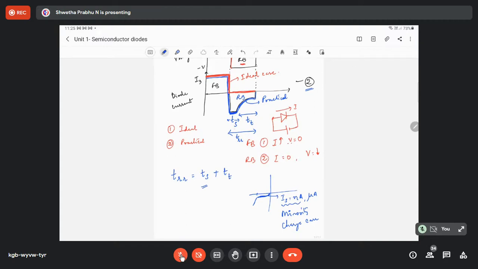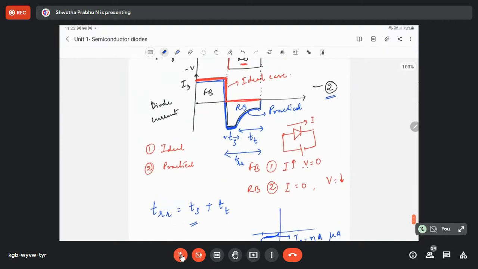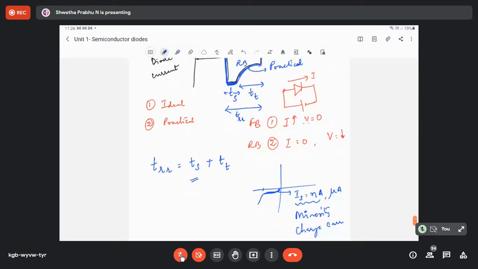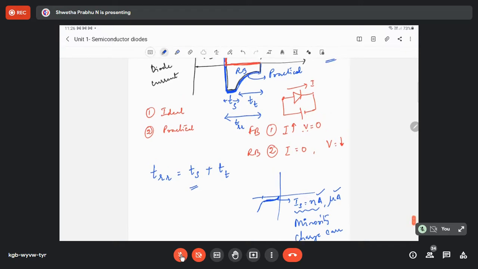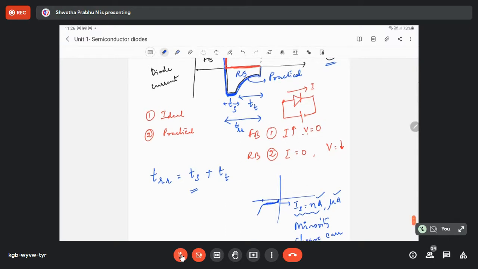Are you able to see? During storage time, the minority charge carriers return to their majority carrier state in the opposite material, from P to N or from N to P. Thus the diode still remains in the on condition during storage time. That is the reason the IS value is nanoampere or microampere, a small value of reverse saturation current. Did you understand? Because for a certain amount of time it remains on. It won't go to 0.